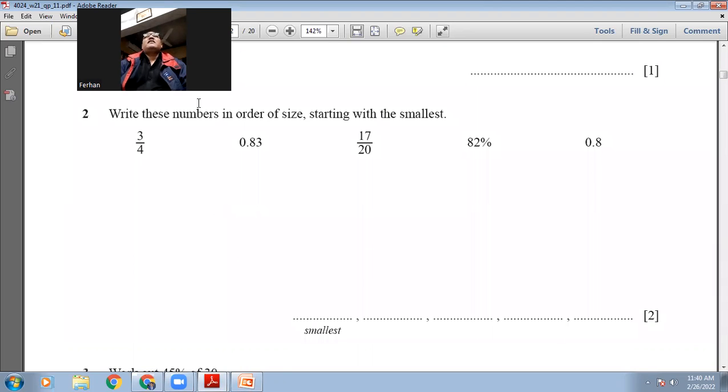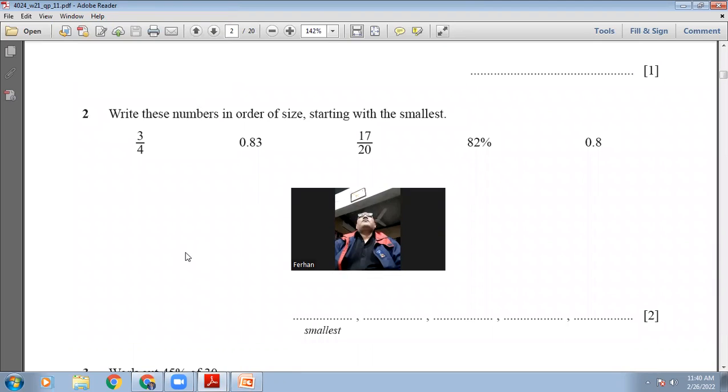Here we go. Write these numbers in order of size, starting with the smallest number. So remember this 3 by 4. This fraction is a very famous fraction. 3 by 4 means 0.75. This is 0.83. This 17 by 20. The technique is very simple. Multiply upstairs with the 5, downstairs with the 5. This will become 100, and this will become 85.